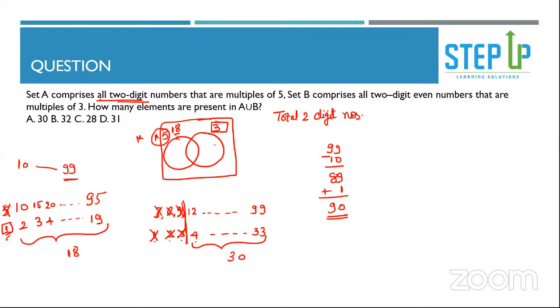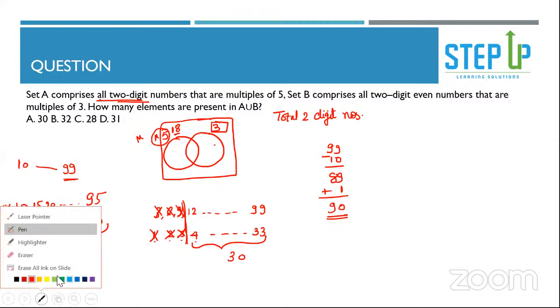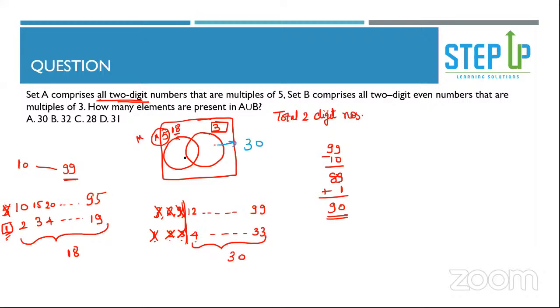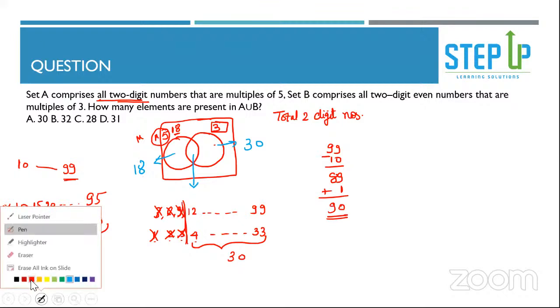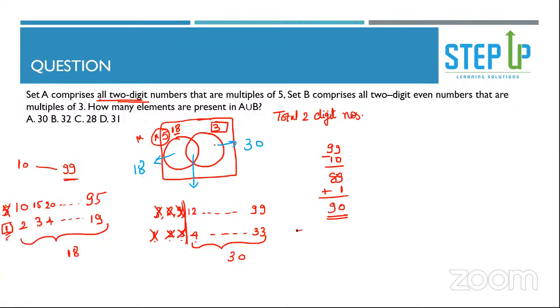So this is 30 and this is 18. Let me use another color pen. How about this? What number should come here? Divisible by 5 and 3. So that's 15. So how many numbers are divisible by both 5 and 3? It will be 15, 45, 75. That's it, right?